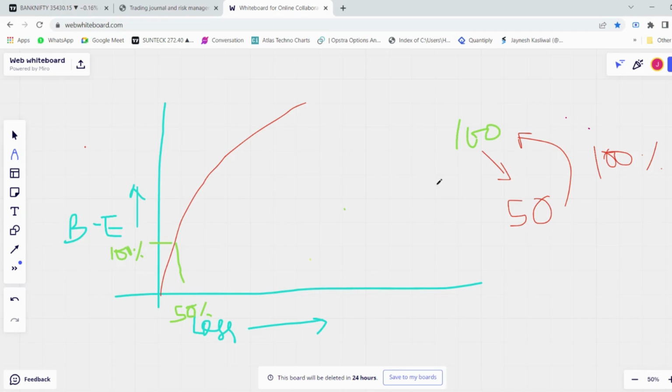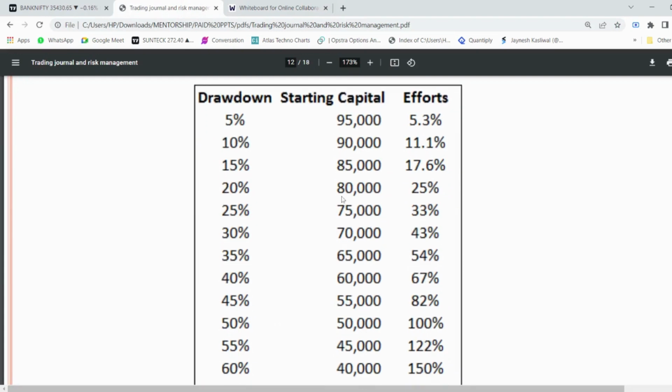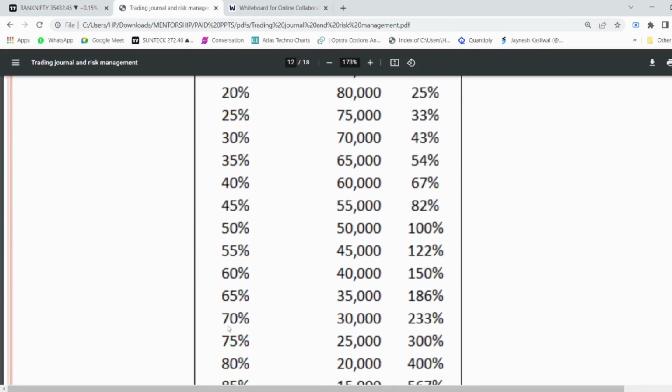Now once you see that losses work exponentially against us, we have to reduce our losses as far as possible. That is the scenario where most of the people are lagging and they are not able to control their losses, as they are not able to book losses in their accounts. So for example, if we have a 70% loss, we require 233% gains just to get back to break even.